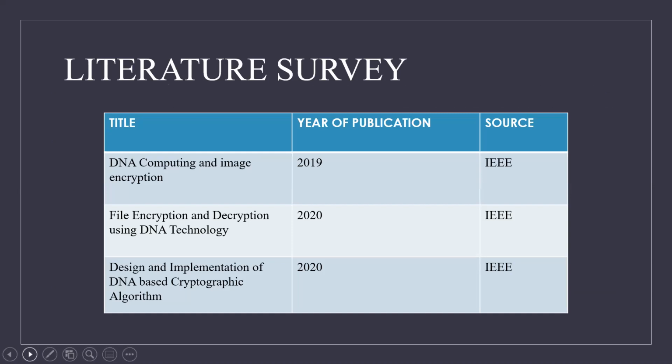It proposes a model about how DNA manipulation methods can be used in cryptography for encrypting images using genetic algorithms. The system utilizes addition of DNA sequences to scramble the image's RGB channel pixels and then uses DNA encoding to encrypt image for more security and resistance to various attacks. The second paper is titled File Encryption and Decryption Using DNA Technology, published by IEEE in the year 2020.